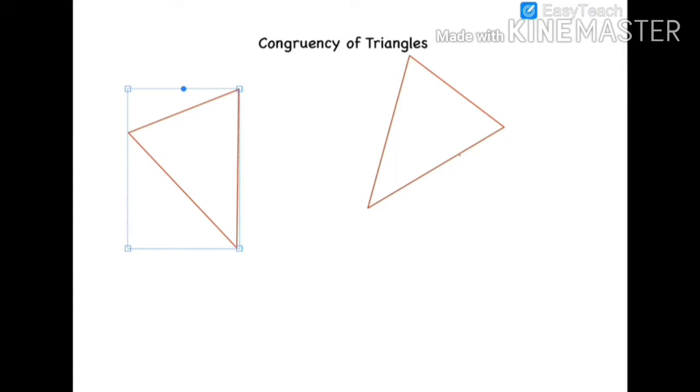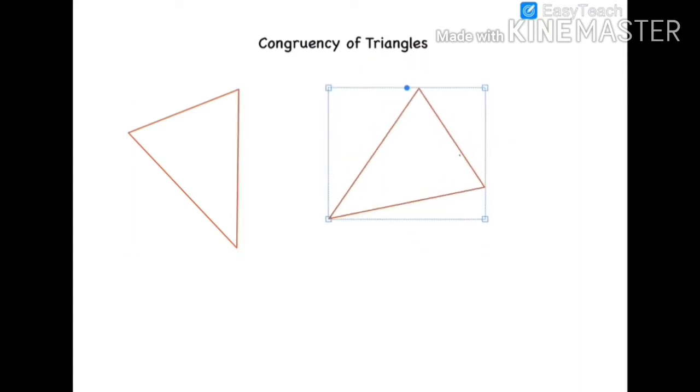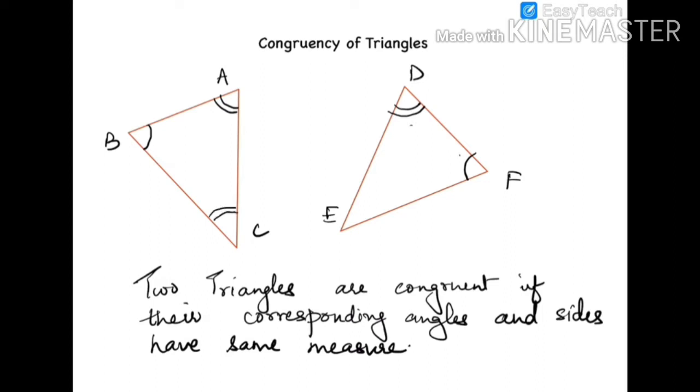So here is where our theorems come into picture. We use these theorems to say whether these two triangles are congruent or not. So if we name the triangles as triangle ABC and DEF and mark such that angle B is equal to angle F, angle A is equal to angle D, and angle C is equal to angle E.